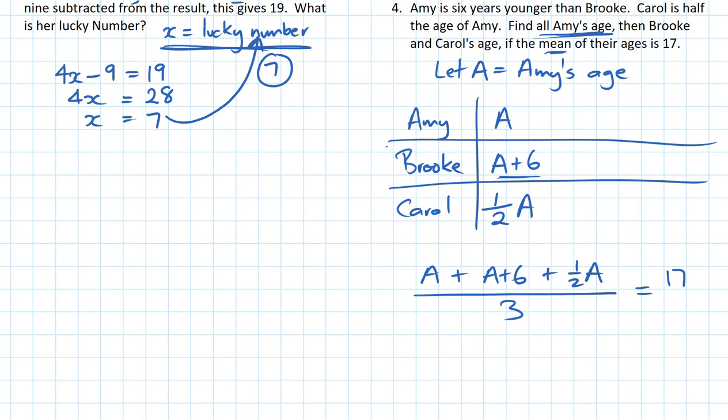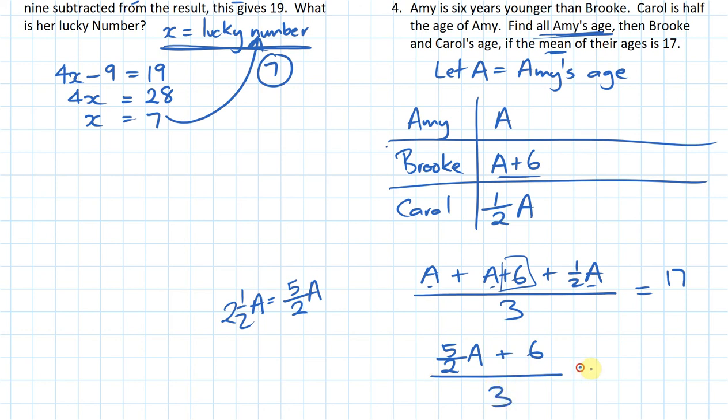Let's simplify the numerator, the top line, first. I've got A plus half of A, which gives me 2.5A, and I'm going to change that into an improper fraction. So 2.5 is the same as 5 over 2. So 5 over 2 A, and just remember I've still got that plus 6 there. On the top line I will have 5 over 2 A plus 6, all divided by 3 equals 17.